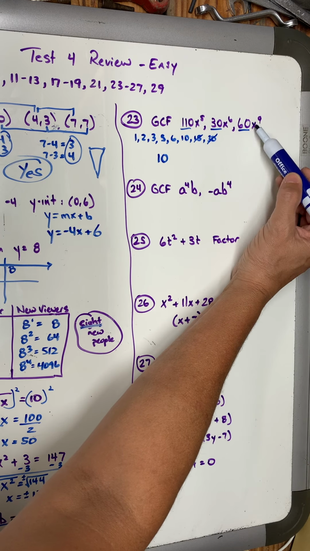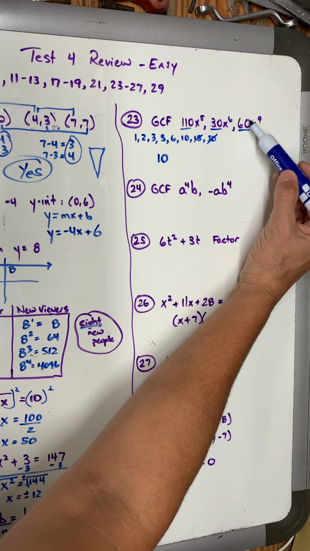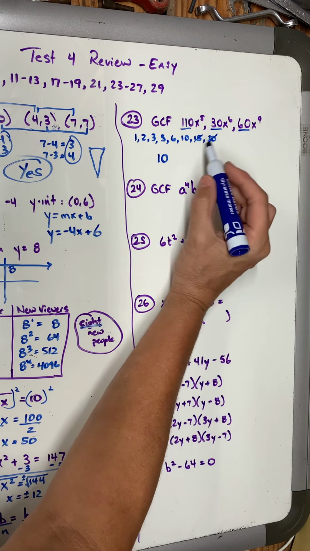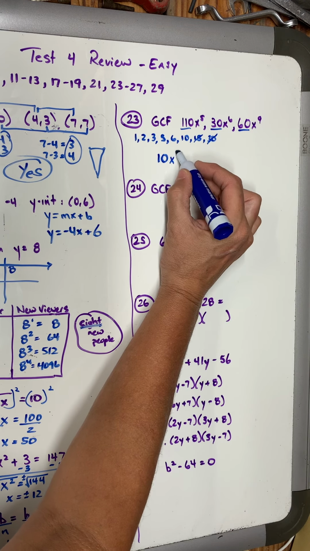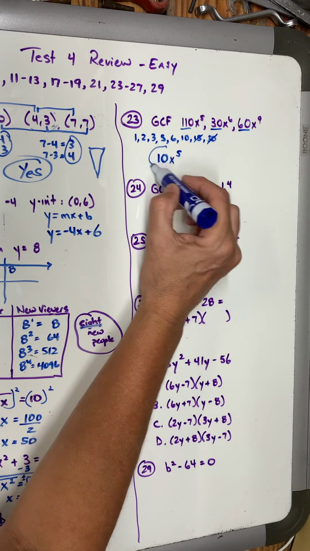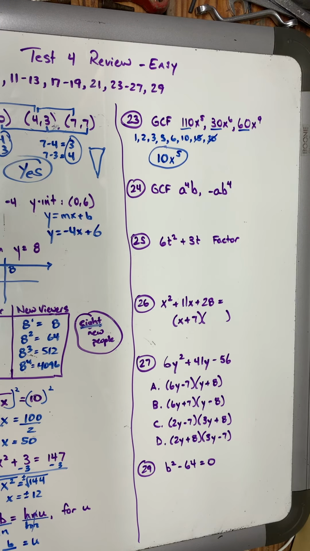Now, the letters, the variables are easy. You always choose whichever one has the smallest power. So x to the 5th. So that's my greatest common factor, 10 x to the 5th.